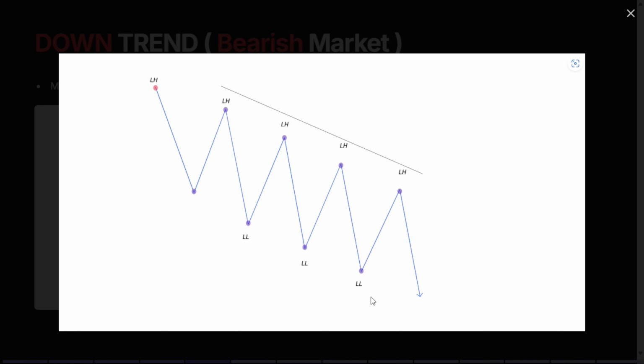All right. Sorry, I'm new to this. So anyways, in a bearish market, the market breaks structure to the downside. It keeps breaking structure to the downside.